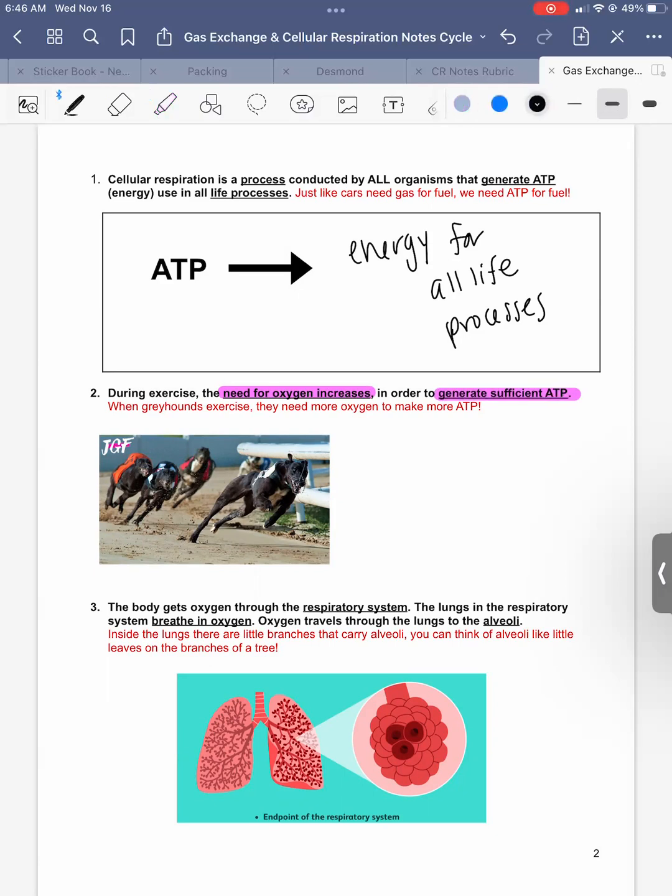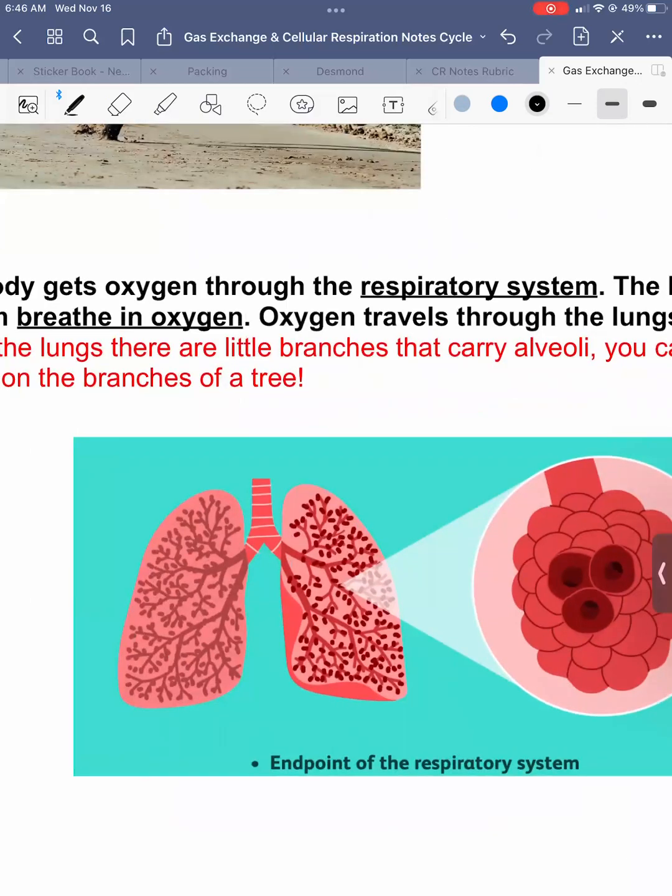All right, so how does the body get oxygen? The body gets oxygen through the respiratory system. And the respiratory system only consists of the lungs, basically, right? And so the lungs in the respiratory system allow us to breathe in oxygen. When the oxygen comes in through the mouth, that oxygen will travel to the bottom of the lungs into these branches called alveoli. Right? So if we look, we see all these little branches. I kind of think of them as like a little tree. And you can almost think of the alveoli as little leaves on the tree, right?